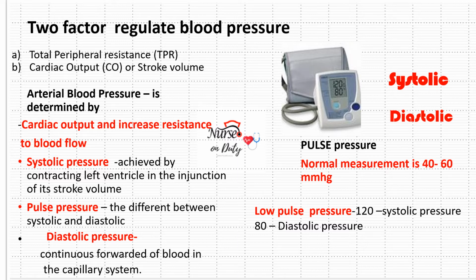systolic and diastolic pressure, it indicates kasi ng systolic, siya yung highest arterial pressure each heartbeat, while yung diastolic pressure naman is the lowest arterial pressure occurring in each heartbeat. So, ito yung systolic and diastolic. Normal range is 40 to 60 mm Hg pulse pressure, with 120 as systolic pressure and 80 as diastolic pressure.